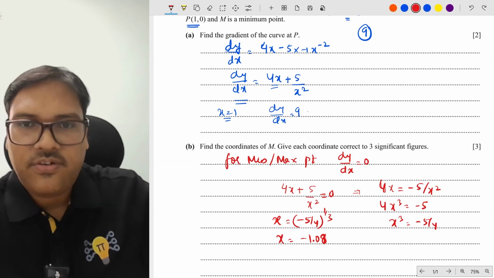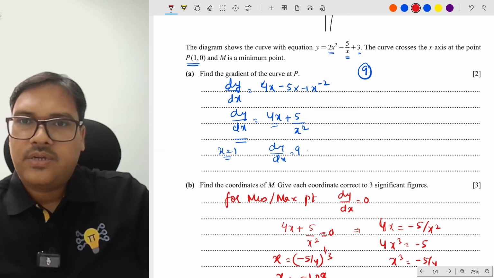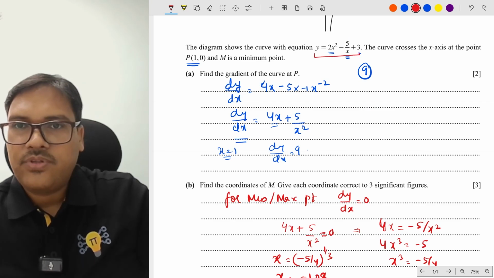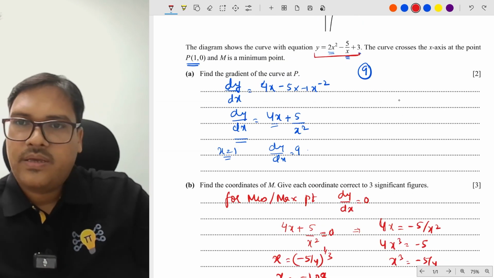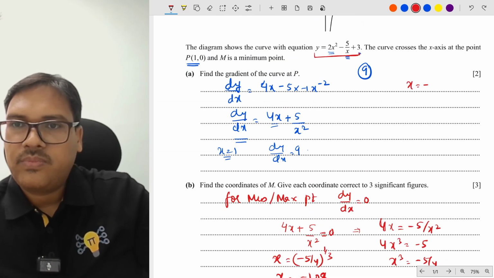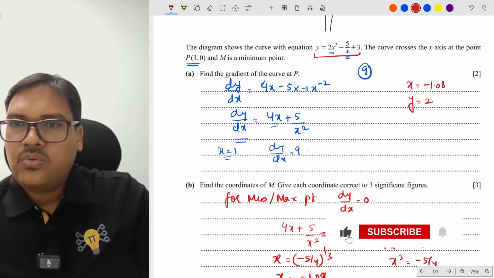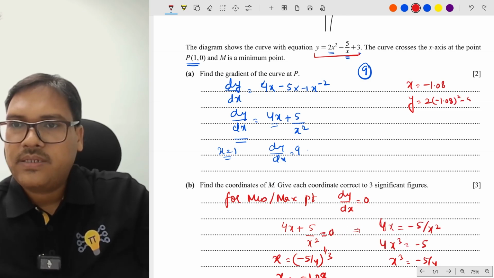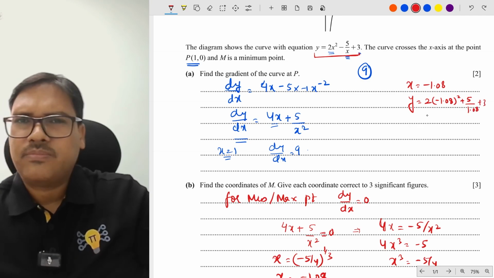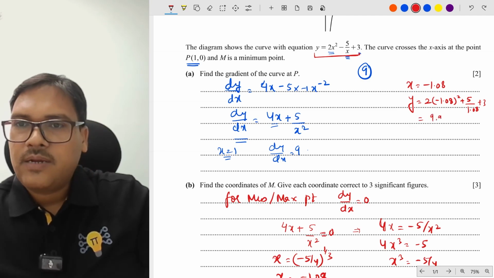Now how will you find the value of y? So you can see if the x coordinate is known to you, you can put x in this curve, that will give you the y value. So if I substitute, I'll write it here only, x is equal to minus 1.08 here, you will see y is equal to 2 into minus 1.08 square minus 5, and this will become plus 1.08 plus 3. And if you just plug in the values, you will find the answer. This y will be equal to 9.96.